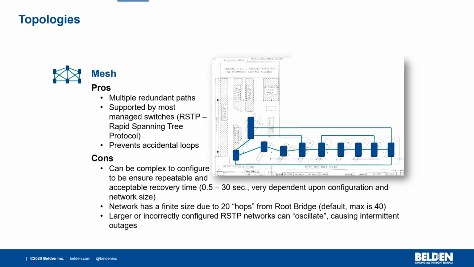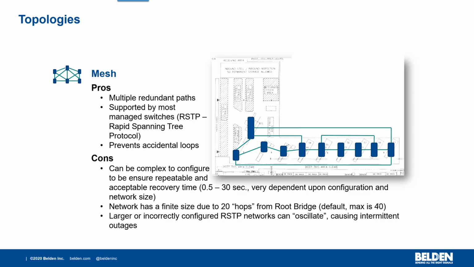While beneficial, Spanning Tree really has no business on an automation network for two primary reasons. It is often too slow to recover for most applications, and depending on the network size, it can take anywhere from half a second to several seconds to recover.